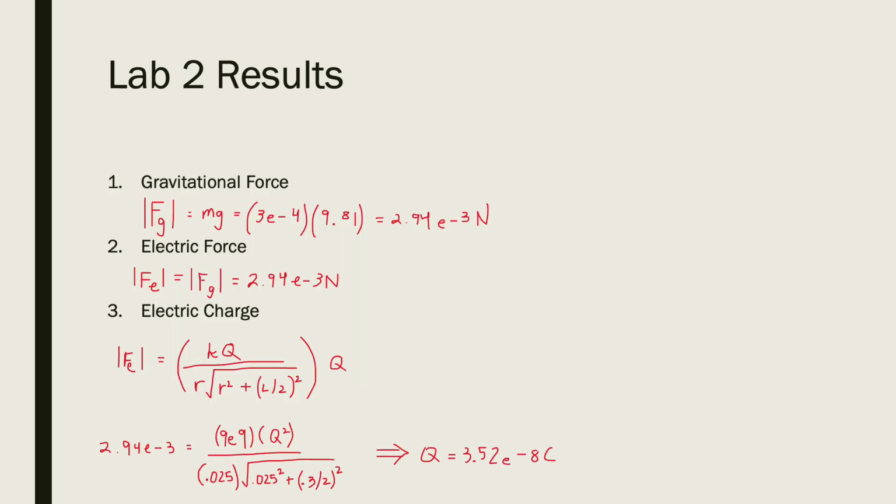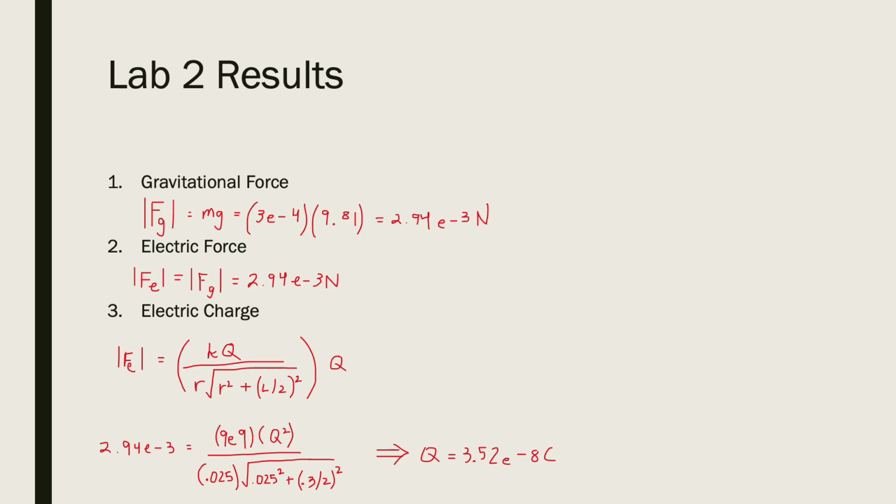Here are the calculations that we made during Lab 2. We calculate the gravitational force just like we did last week by multiplying the mass of the tape, which is 3 times 10 to the negative 4 kilograms, with the acceleration due to gravity, which is 9.81, giving us a downward force of 2.94 times 10 to the negative 3 newtons. Since the tape is stationary, we can conclude that the electric force should be equal in magnitude and opposite in direction. So the electric force due to the bottom tape is also 2.94 times 10 to the negative 3 newtons in the upward direction.